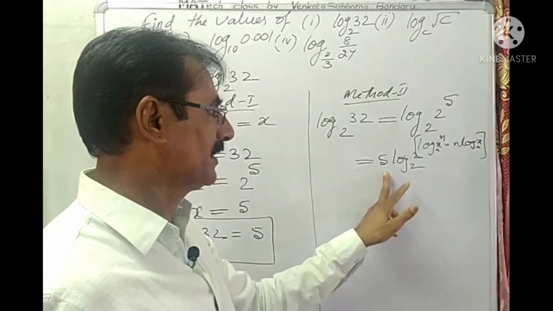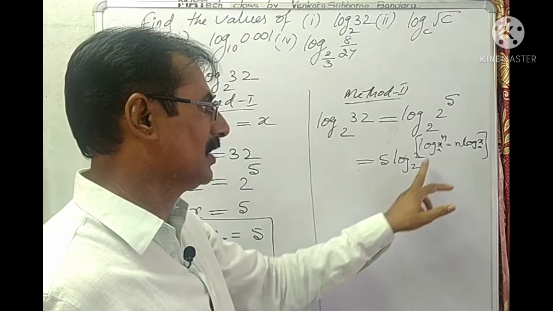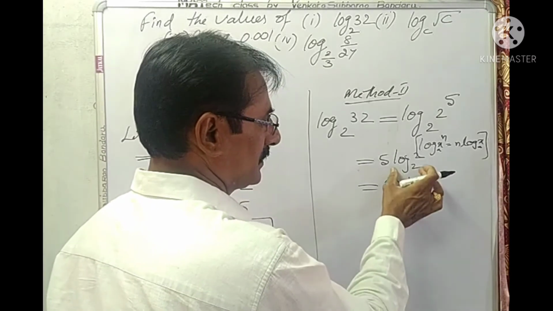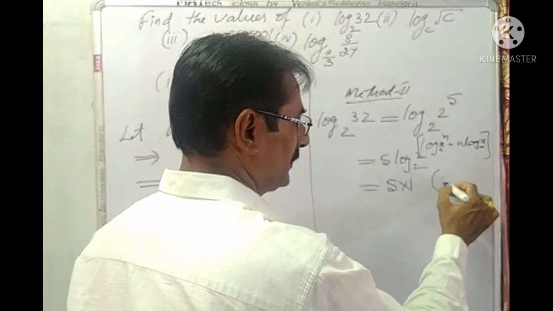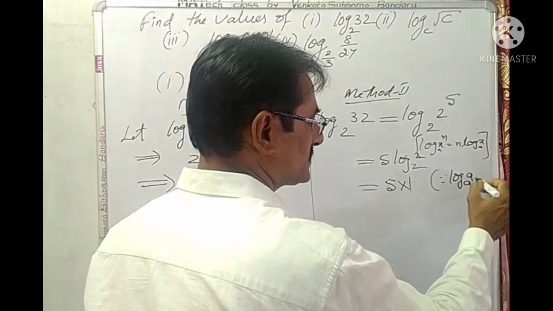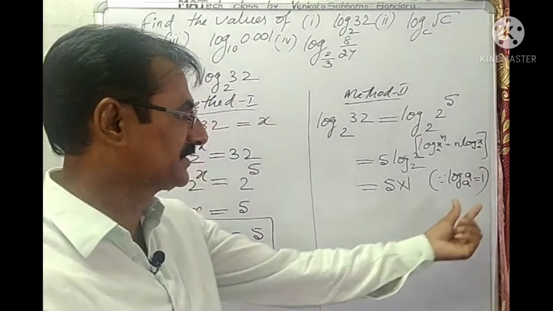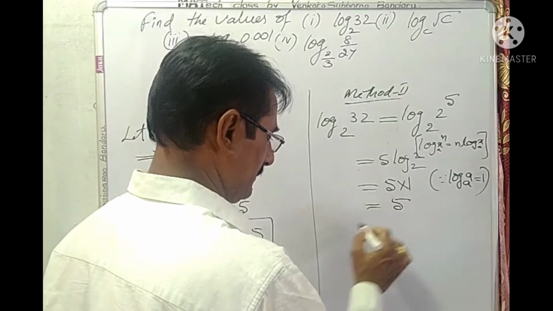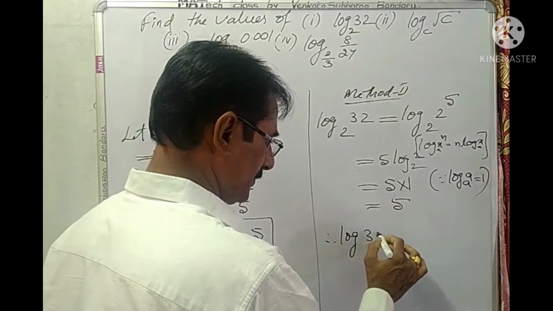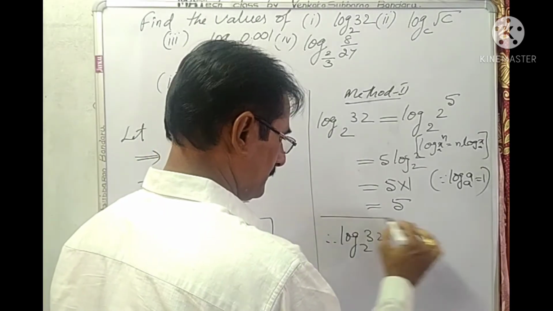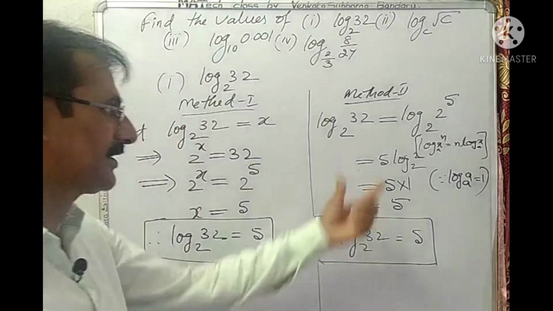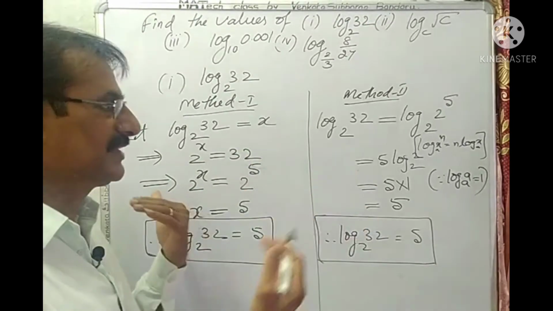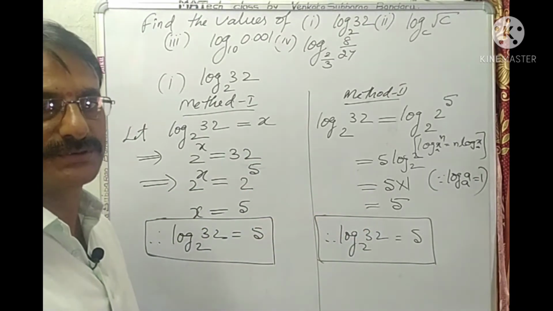It becomes the coefficient of log: 5 log 2 base 2. Now we can write 5 into 1, log 2 base 2 is 1. Why? Already we know log a base a value is 1. As per this, we can write log 2 base 2 equal to 1. Finally, 5 ones. So, log 32 base 2 equal to 5. It's another method. You can follow either this one or that one. Whichever is easy for you, you can follow it. Okay?